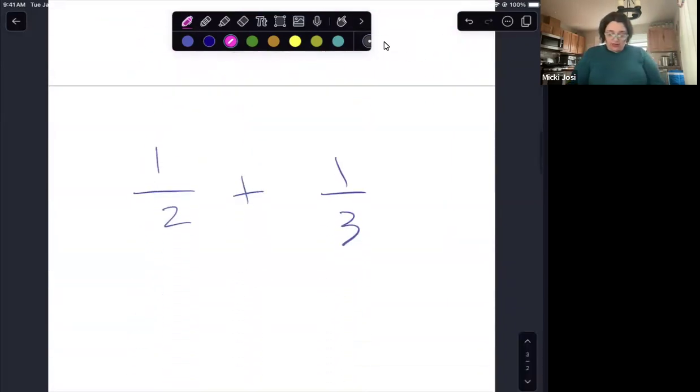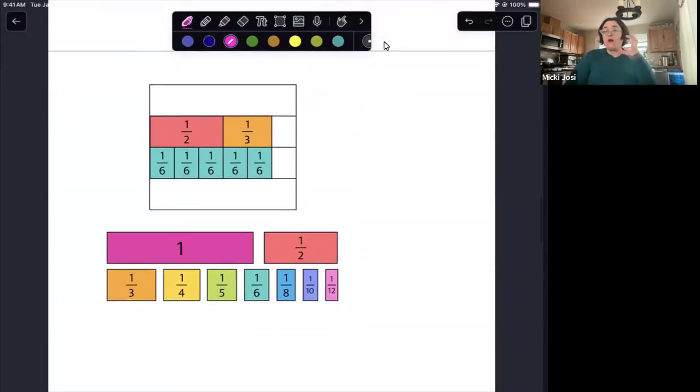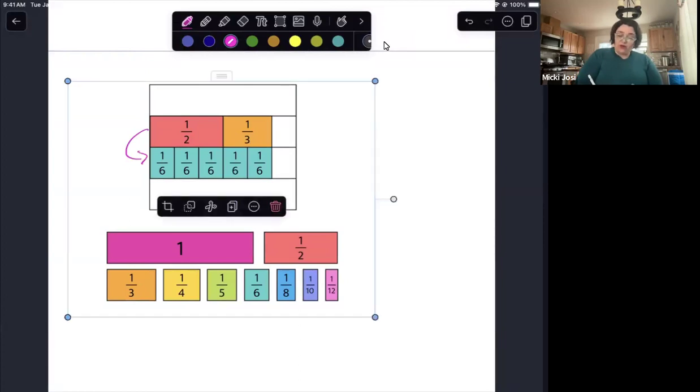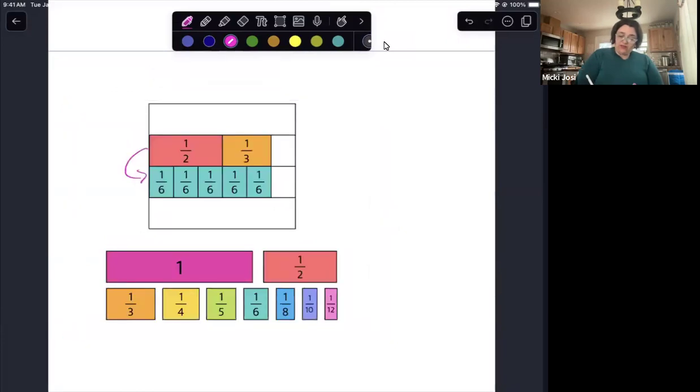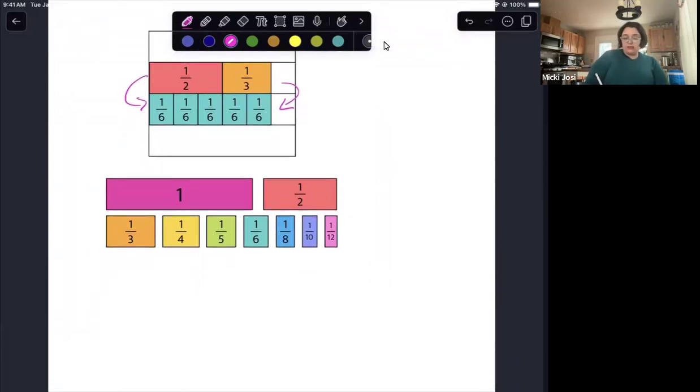Okay, so if we actually look at, oh, I wrote it on the other page. Okay, if we look at how we model this with the fraction strips, we can see here that 1/2 is equivalent to 3/6. And then we can see here that 1/3 is equivalent to 2/6. So another way that some students have learned to do this is by saying, okay, 1/2 plus 1/3. I say some students, probably most of us back in the day, right? Before Common Core, I guess, I don't know.